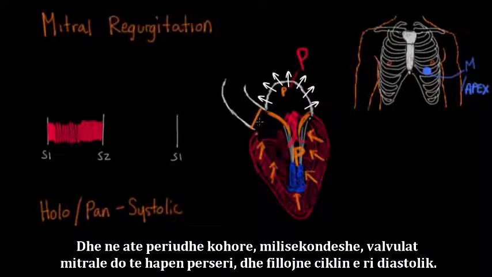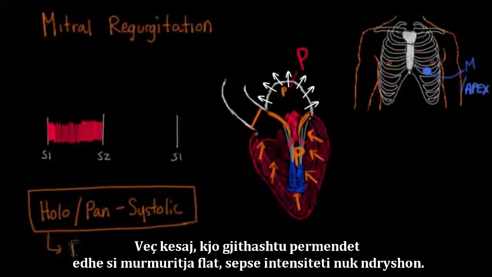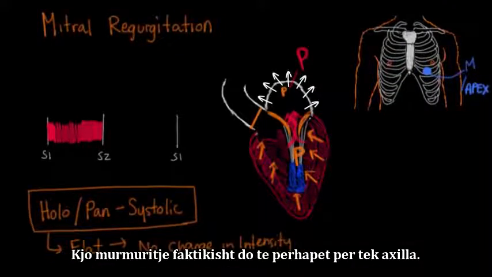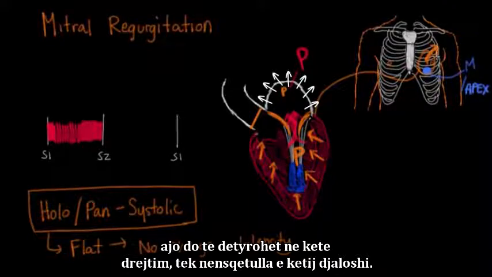And at that point in time, a millisecond or so later, the mitral valve will open again and start a new diastolic cycle. So as I've written here, we actually call this a holo or pansystolic murmur. In addition, it's also referred to as a flat murmur because the intensity does not change. And this murmur will actually radiate to the axilla. And so if you picture this valve kind of sitting in this general area somewhere, when blood flow goes back the other way, it's going to kind of be forced in the direction of this guy's armpit over here.